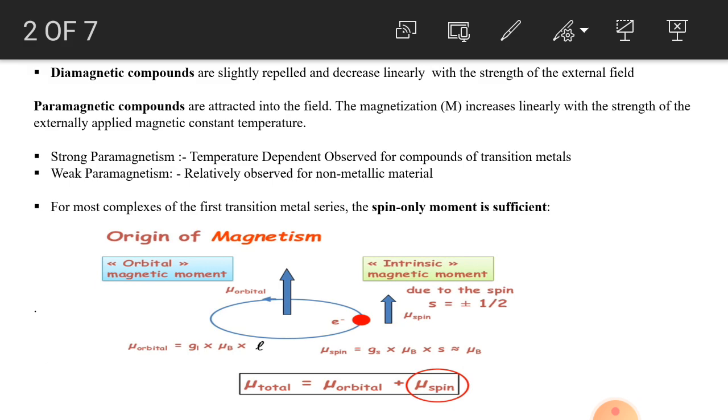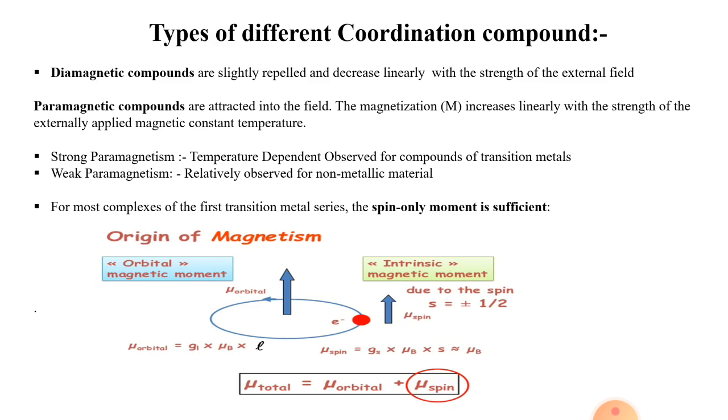But in the case of coordination compounds, due to the presence of the ligands, the metal electron cannot show the orbital motions, so only spin moment is observed in coordination compounds. But there are some exceptional cases where orbital motion is also observed. There is a higher value of the magnetic moment that may be due to the orbital motion or may be due to the temperature independent paramagnetism.